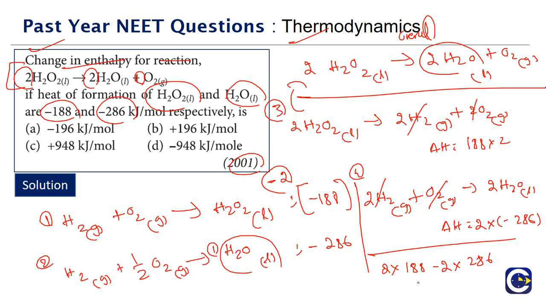286. So if you look at it, if you take 2 common out, what is this? 188 minus 286, which will be minus 98. 2 into minus 98 is what? Minus 196. So what is the correct answer for this? Option A. So here in thermodynamics, whenever we get a value, we have to be careful about the sign, because you can see in the options we have both minus 196 as well as plus 196.